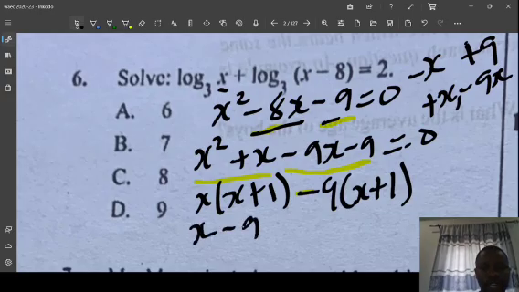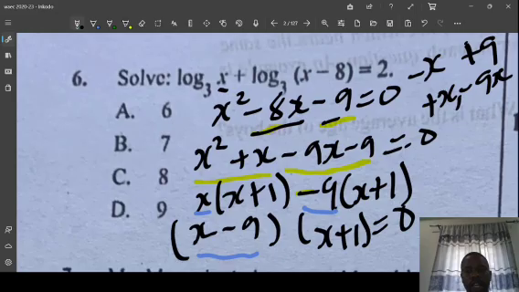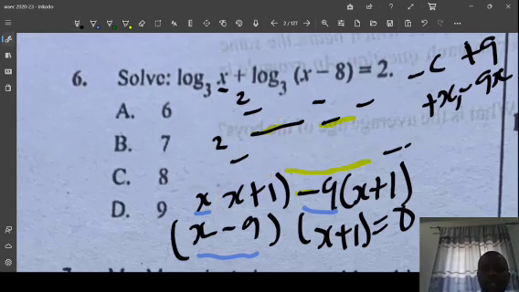X minus 9, I'm taking these two that were not in bracket before, this and this, that's what is here now. And then the other bracket is the x plus 1 we already have in the brackets. So x plus 1 is equal to 0, all right. Then I can simply equate the two of them, all right. I can simply equate either of them to 0, which I have.